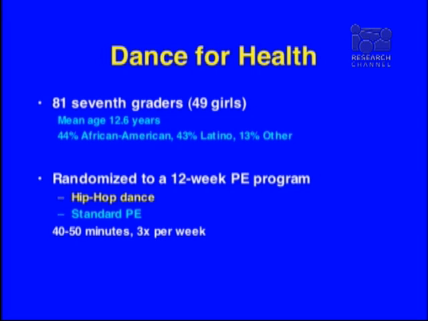And girls and boys were randomized to a 12-week program in which either they took their regular PE program or they had a hip-hop dance class taught by this medical student or one of her friends, or we had some other students doing it. And we didn't change the amount of PE. It was still 3 times a week and still 40 to 50 minutes. And it was the same as the regular PE, but they were just randomized to one or the other.